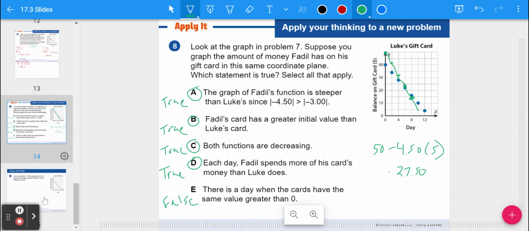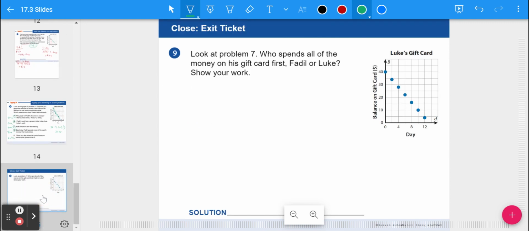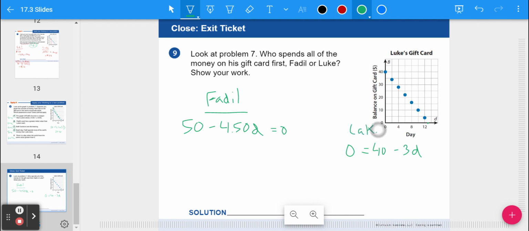So let's look at one last example. It says, look at problem 7. Who spends all of the money on his gift card first, Fadil or Luke? Well, what I'm going to do is take this and write this as an equation. For Fadil, it is $50 he starts at minus $4.50 per day, and I want to know how long it's going to take to get to $0. Whereas for Luke right here, he starts at 40 and goes down $3 per day, as we said before, and I want to figure out when that equals 0.